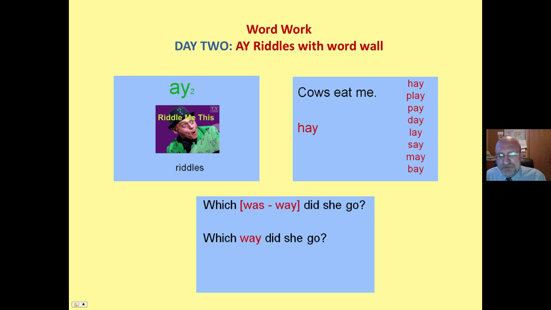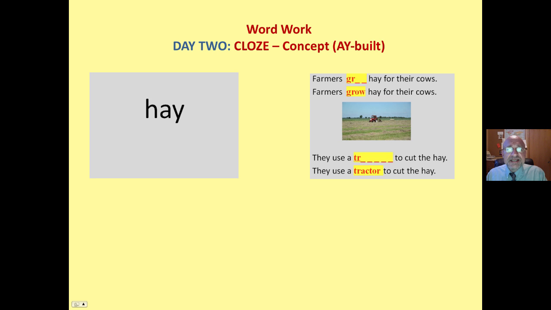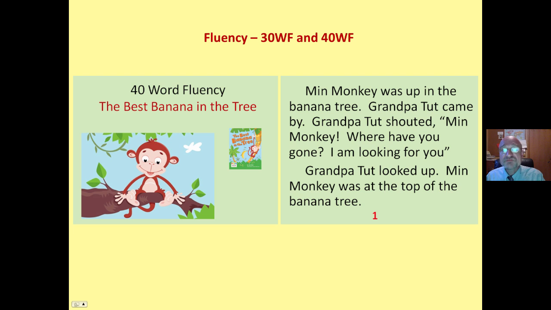And then a type of mini maze. Which blank did she go? And they have to find the correct word to fill in the blank. And then a concept cloze are cloze sentences based on an AY concept. In this case, hay. Farmers grow hay for their cows. We are indirectly reinforcing the AY concept, the AY word family, as well as having them read about real concepts, learn about real things.